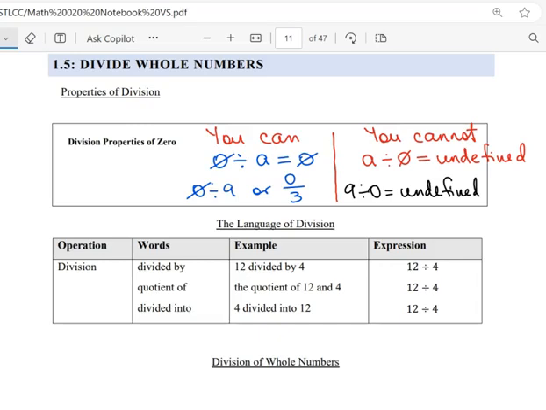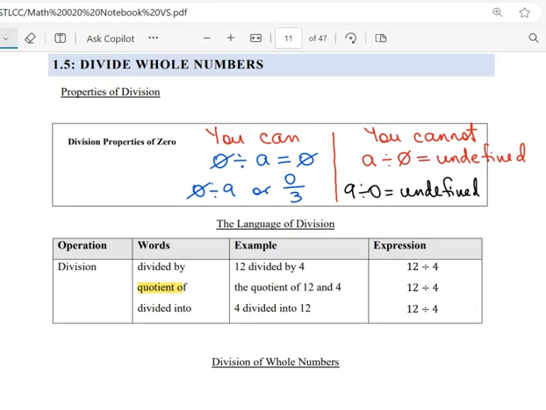So the language of division, again, I want to highlight what we call the result of the division. We call that number the quotient. And then you have divided by and divided into. You have to be very careful when you're reading those, because that will determine the order of numbers that they come in.